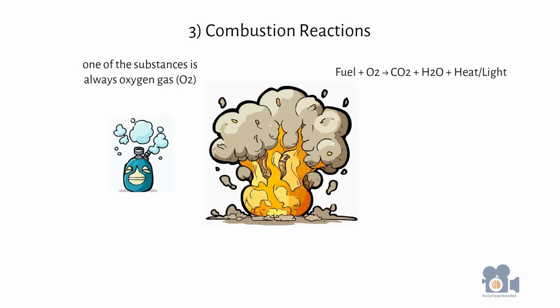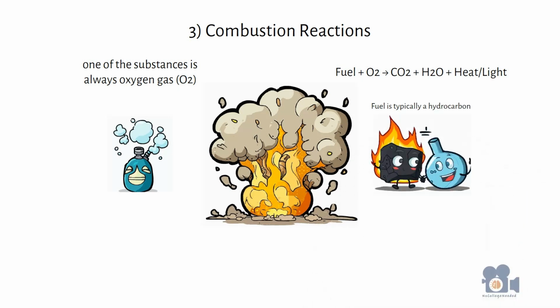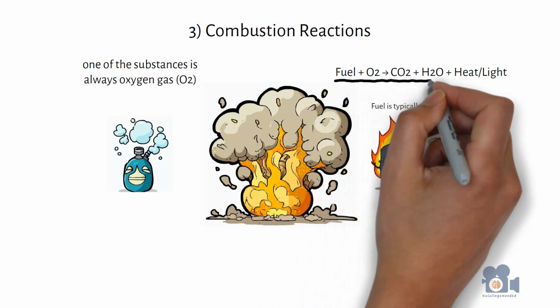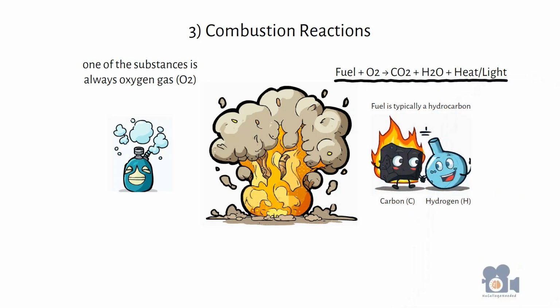In this equation, the fuel is typically a hydrocarbon, which is a type of organic compound that consists entirely of hydrogen, H, and carbon, C, atoms, such as methane, CH4. During the reaction, the carbon and the hydrogen atoms in the fuel combine with oxygen to form carbon dioxide, CO2, and water, H2O, respectively. The release of heat and light is a result of the energy released during this reaction. We highlighted the combustion reaction in Unit 3.1 of the series with the combustion of methane.